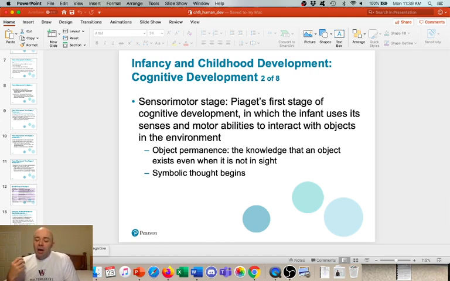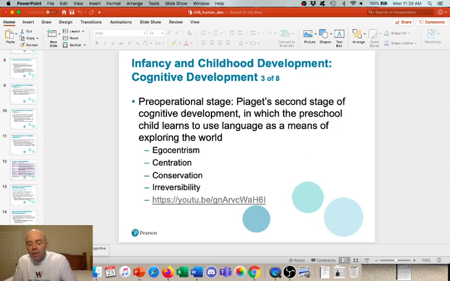Amazing. Also, symbolic thought starts. That's when children start to coo and babble, and they start to symbolize the world around them with language. That's what I mean by symbolic thought. We get to the age of 2. The shift from sensory motor, symbolic, object permanence turns to more advanced things.